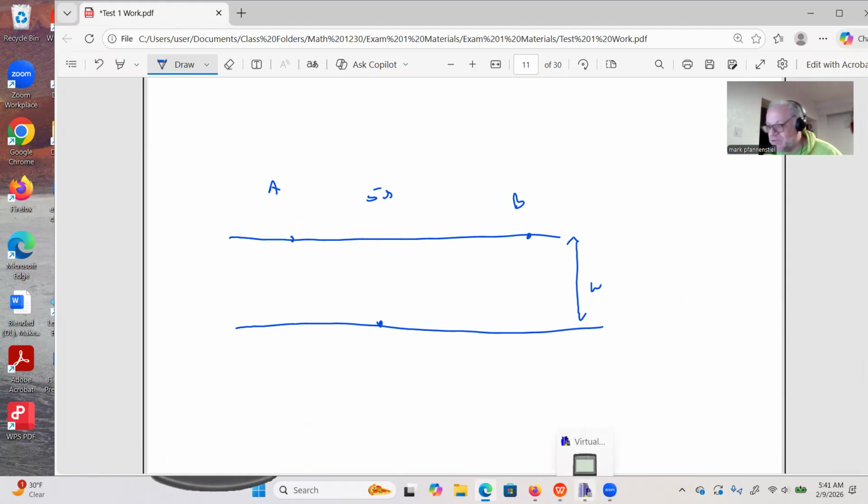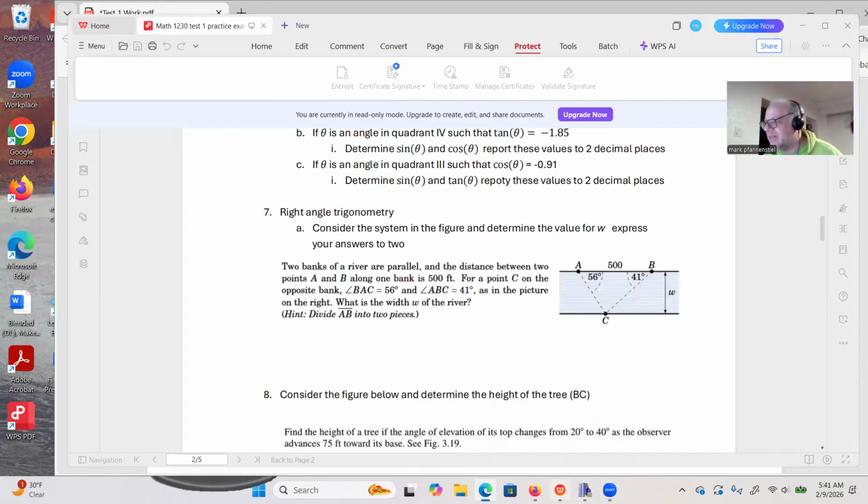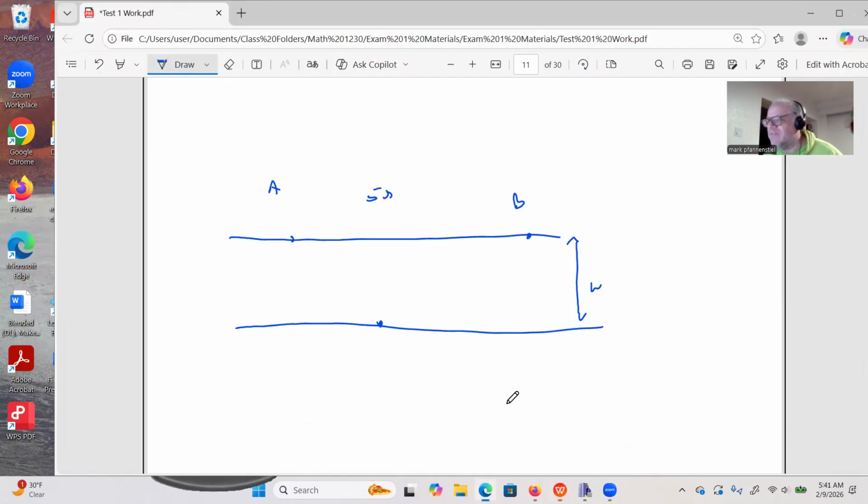We just assume that the width is constant the whole way, and that's how we're going to think about this. And then we have 56 and 41 degrees. So here we go. We have 56, 41. That's a terrible triangle, but this is 56 degrees over here. This is 41 degrees. And we're going to try to figure out what's going on here.